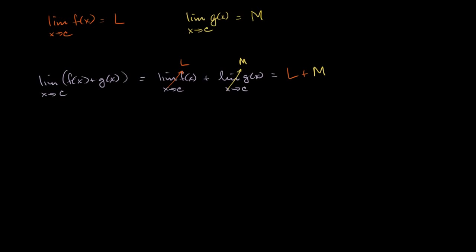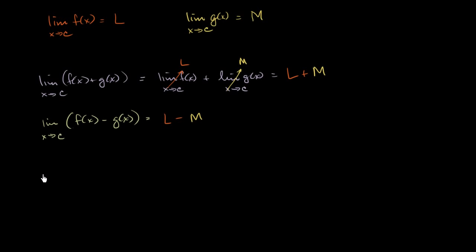And we could come up with a very similar one with differences. The limit as x approaches c of f of x minus g of x is just going to be L minus M. It's just the limit of f of x as x approaches c minus the limit of g of x as x approaches c. So it's just going to be L minus M. That's often called the difference rule or the difference property of limits. And these, once again, are hopefully reasonably intuitive.